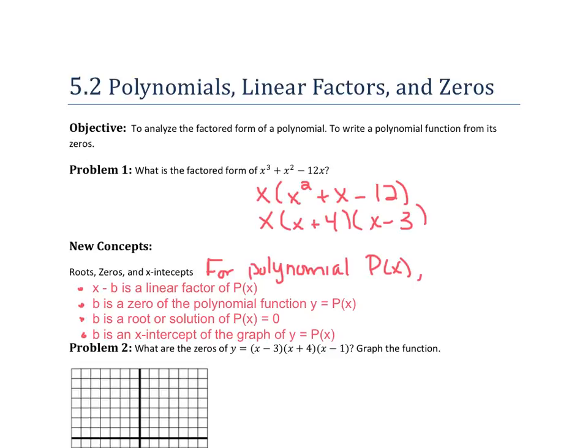Now all of those names, zero, root, solutions, all of them have the same connotation. In reference, what they're doing is talking about the different parts of the polynomial, but B especially. Okay, and so we're going to use that concept to look at problem 2. And problem 2 says, what are the zeros of that equation? So again, we're looking at what x value makes that equal to 0.